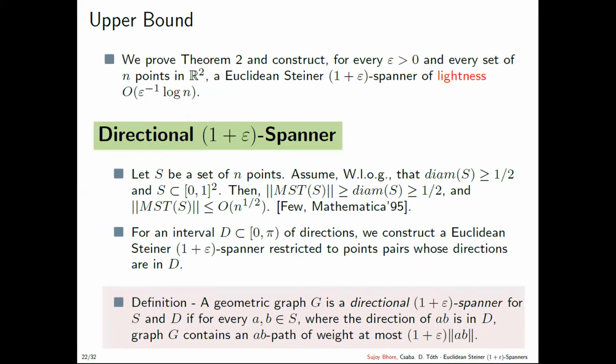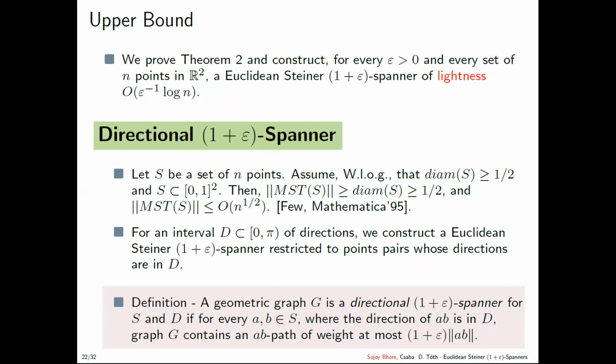All right, so with this, I move to the upper bound. Here we prove Theorem 2, and we construct for every epsilon greater than 0 and every set of endpoints in the plane a Euclidean Steiner 1+ε spanner of lightness (1/ε) times log n. In order to do this, we need this notion of directional 1+ε spanner.